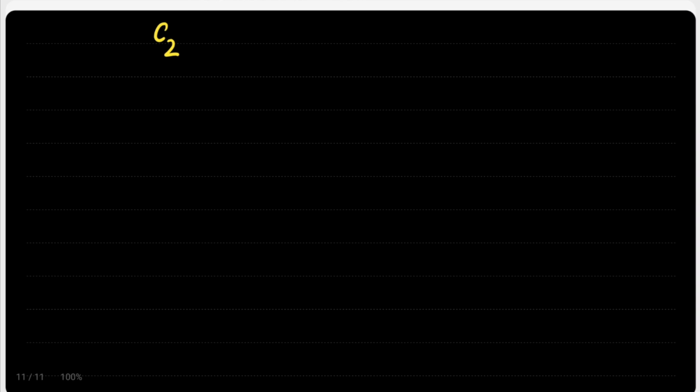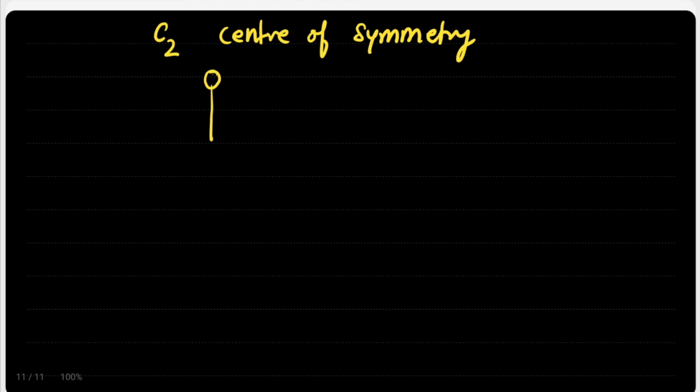C2 symmetry, that is a center of symmetry. Center of symmetry means you rotate the molecule. For example, this is like a molecule, and I am applying the C2. I am applying the C2, meaning how should I apply this.